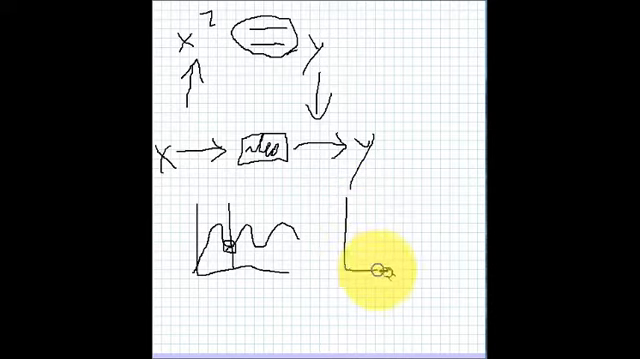Whereas if you did something like this and drew a circle, if you put a vertical line test right here, you're going to notice it intersects twice, which means that this is not a function, and it fails the vertical line test.